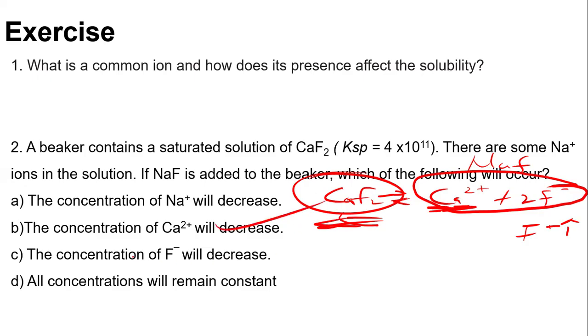So this is correct. Now the concentration of fluoride, the concentration of F would decrease. That is not true. Actually, it would increase and the balance would occur to restore it. All concentrations will remain constant. That's also false, right? So the answer would be B.